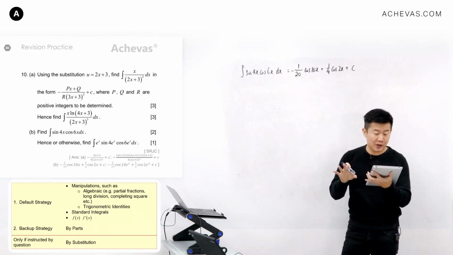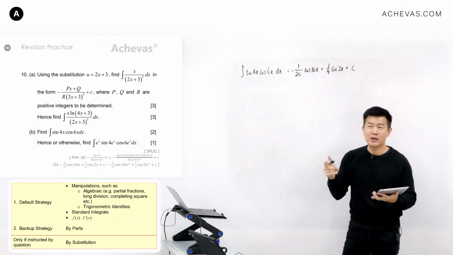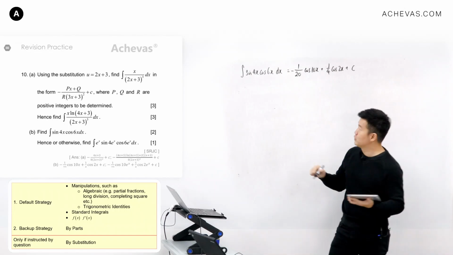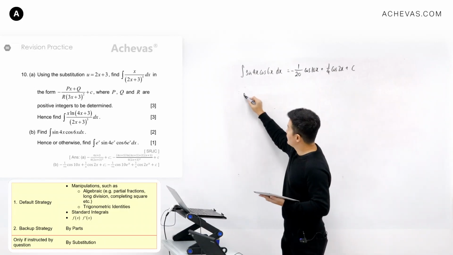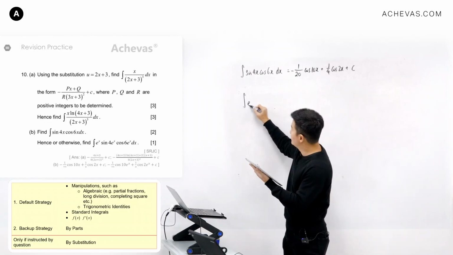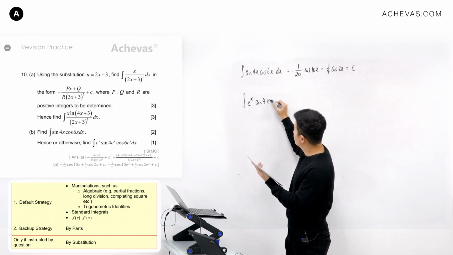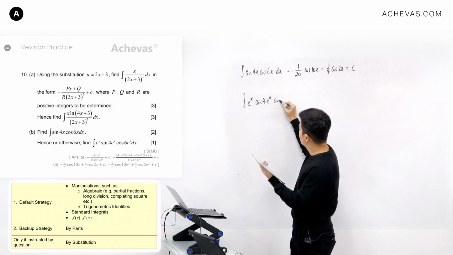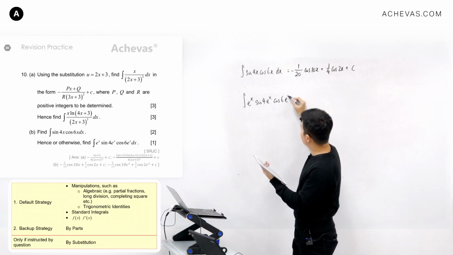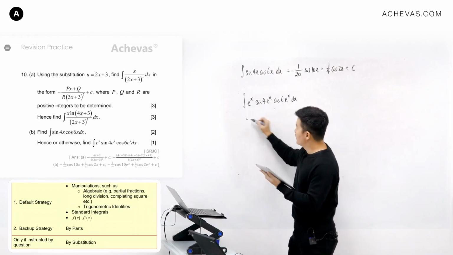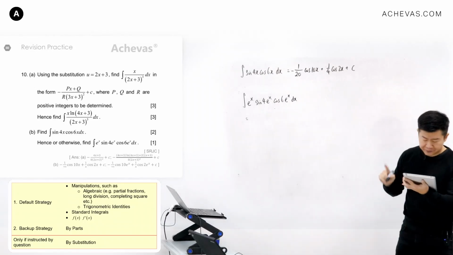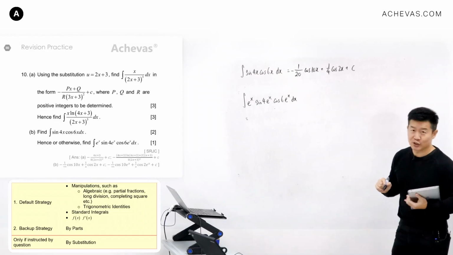Okay, this is a 1 mark question. Doing it by "hence" is the only way for me to achieve a 1 mark solution. Hence, I'm going to evaluate this: the integral of e to the power of x, sine 4 e to the power of x, cosine 6 e to the power of x dx. We are supposed to evaluate this as a 1 mark solution.